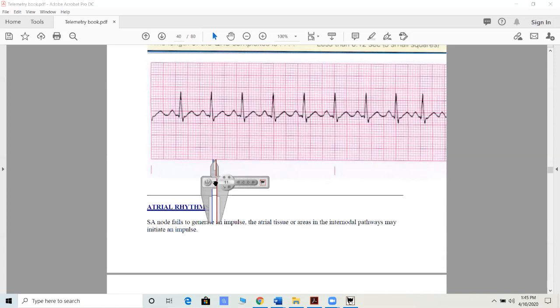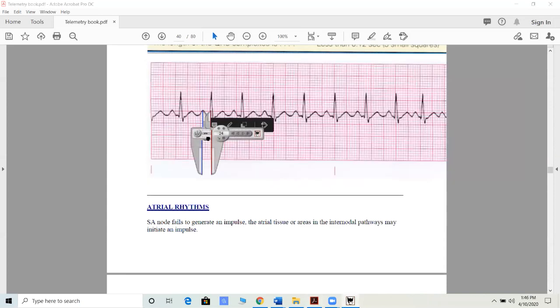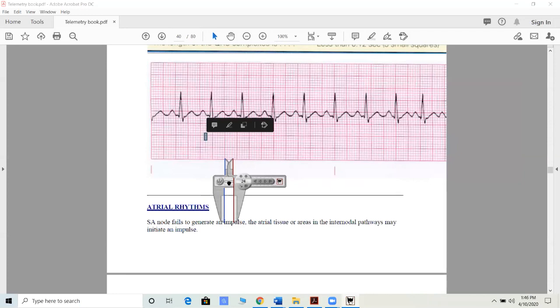Let's go ahead and we're going to do the PR. Oops, sorry. So I'm going to pull this down here. And what are we getting for the PR? What are you getting for the PR? How many boxes do we have here? 1, 2, 3, about 4.